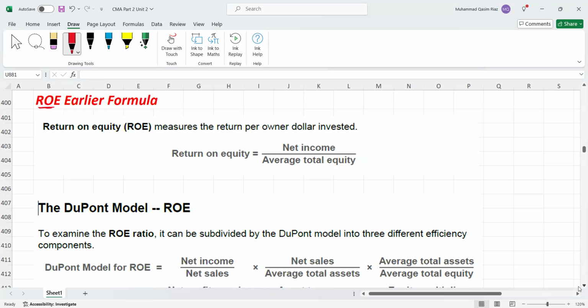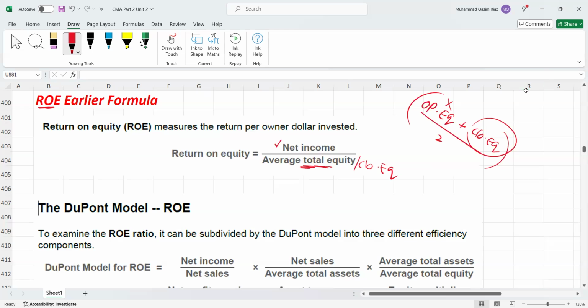The simplest formula for return on equity is net income divided by average total equity. Average total equity, how do you calculate? We need opening equity value plus closing equity value and we divide by 2. This is how you get the average. Understood? If opening equity is not given, then you can divide by the closing equity, simply net income divided by closing equity. Average is required if opening and closing equity both are available. Okay, guys, this is the simplest formula.